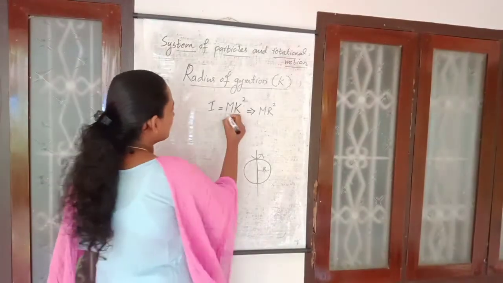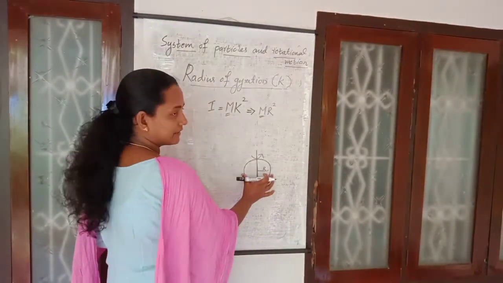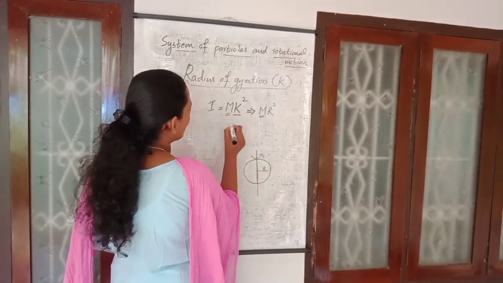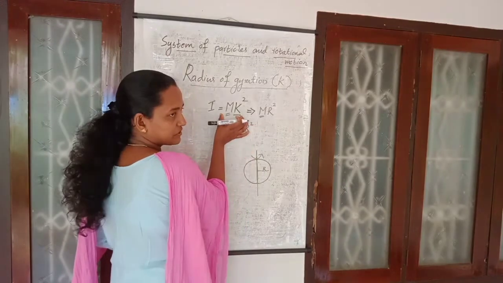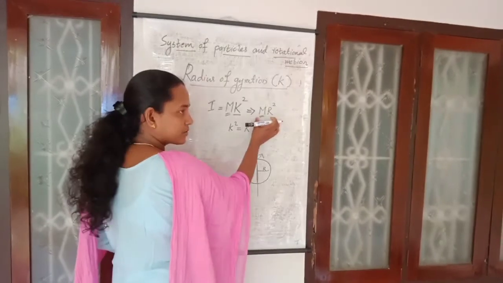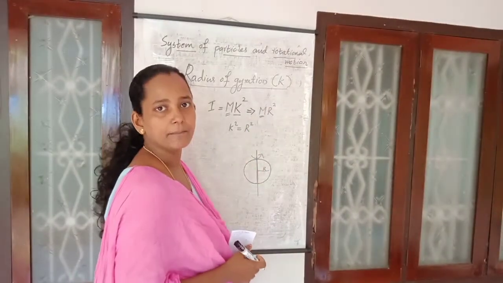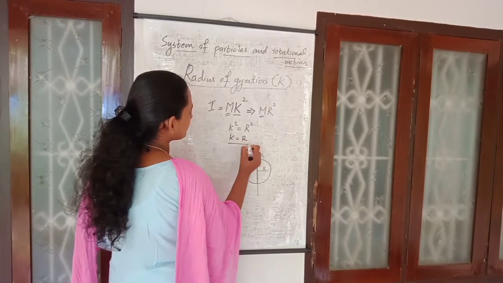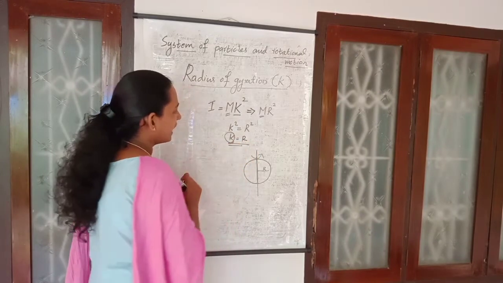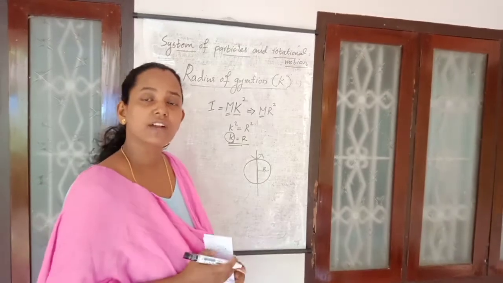So while comparing these two, this is the standard result. What is k square? k square is equal to r square. This is the general expression for moment of inertia, and this is the result of the moment of inertia of a ring. So comparing these, you get k is equal to r. And this k is known as the radius of gyration.